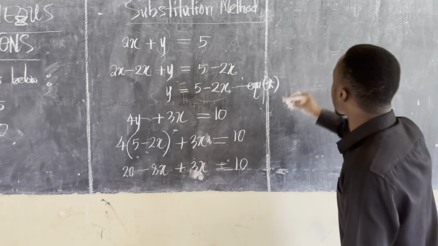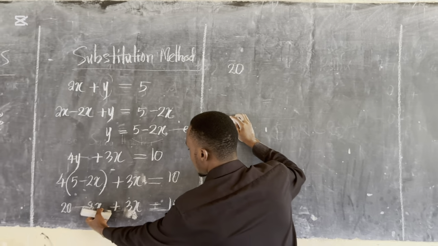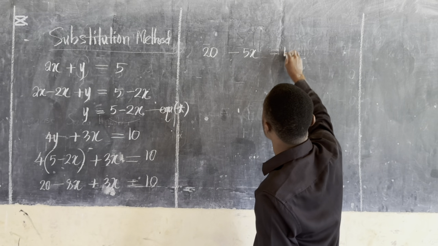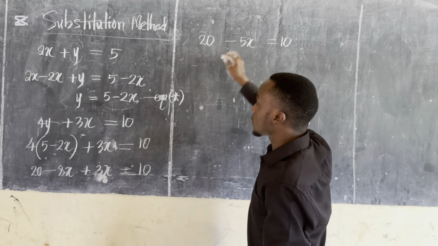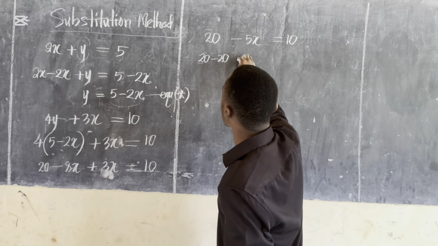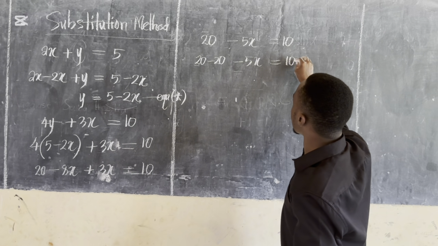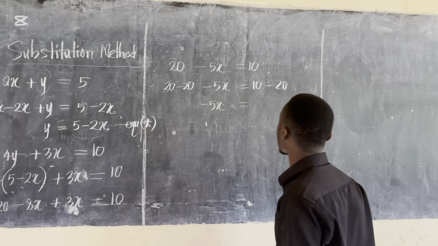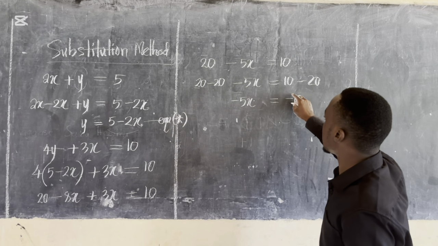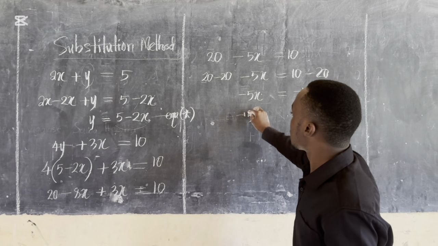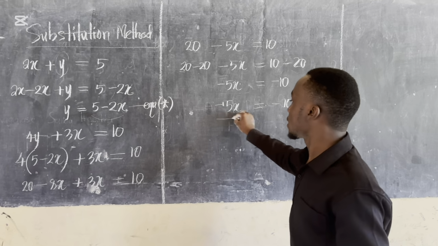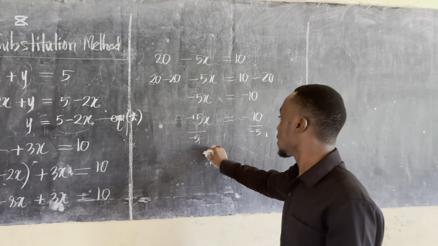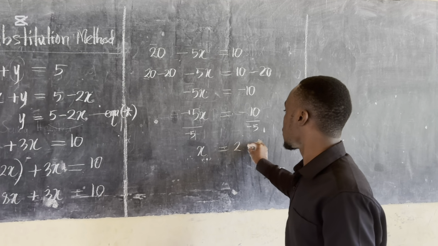So I end up with 20 negative 8x plus 3x, so I get a negative 5x equal to 10. I need to remove this 20 on the left. So 20 minus 20, minus 5x is equal to 10, still minus 20. So I end up with negative 5x equal to negative 10, since 10 minus 20 is negative 10. Rewrite this step, then divide by negative 5 on both sides. And this will give us our x as a 2.